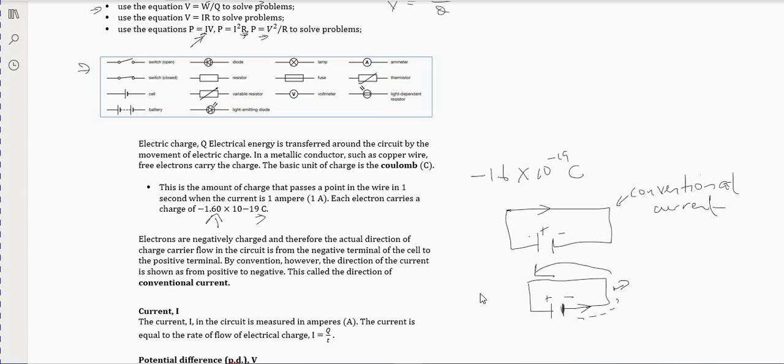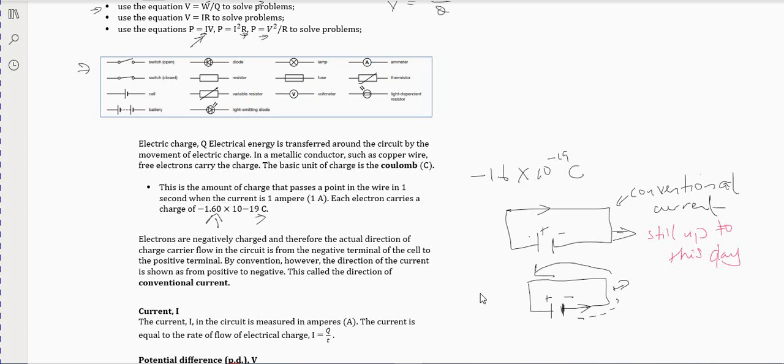But we have adopted this one here, and it's one that we still use up to this day. All right. So as we said, this is the conventional current.